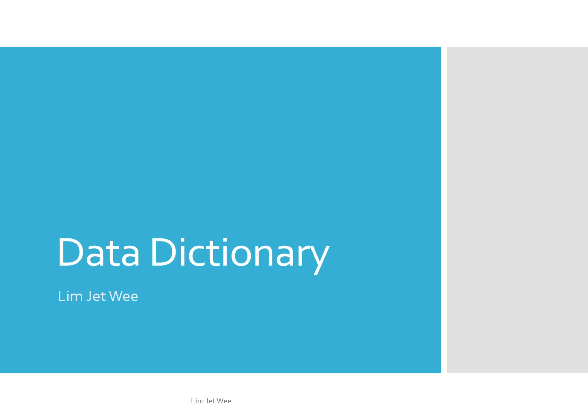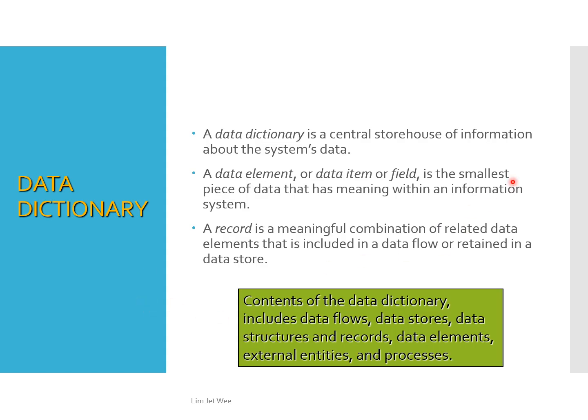Okay, we are now reaching the data dictionary, and basically a data dictionary stores all the information about the system data. That's why it's called a data dictionary. All right, so the smallest piece of information you have is actually a field, if you see it from a database. A record is a collection of fields, and they actually represent one particular instance.